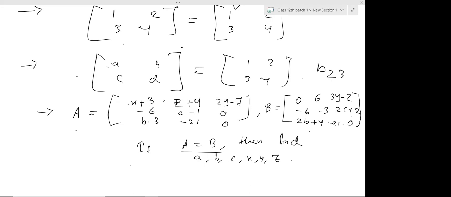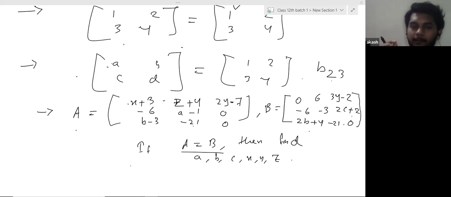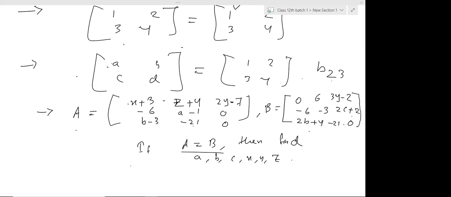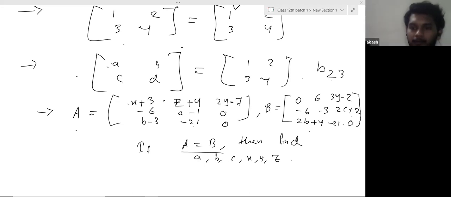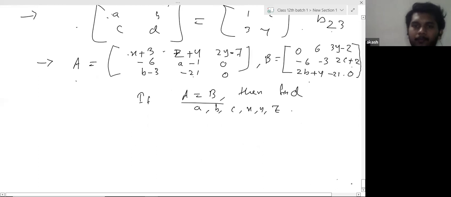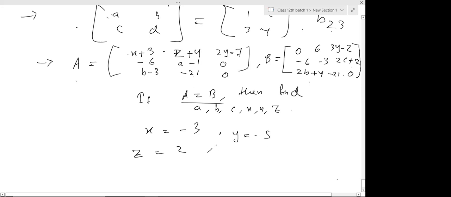All right. You need me to solve this, or shall we move ahead? It will be good if you tell us the answers to cross check. All right. Let's see. Here, x is -3, z is 2, and y is -5, I guess. Yes, I got -5.